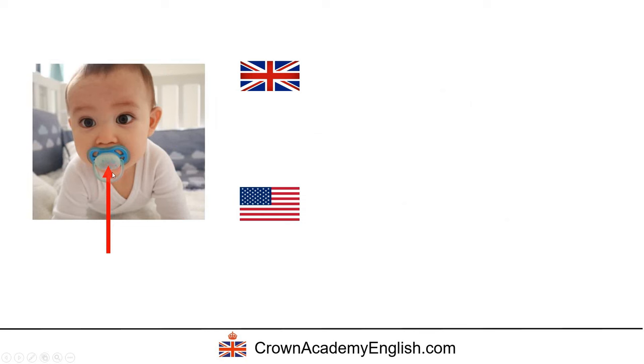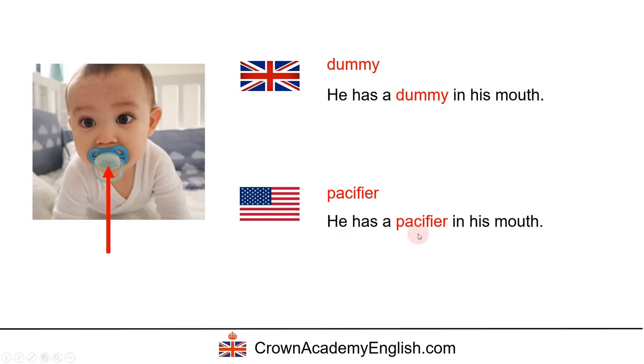And this object here, this object that is in the baby's mouth, in British English, this is called a dummy. A dummy. And in American English, this is called a pacifier. A pacifier. He has a dummy in his mouth. He has a pacifier in his mouth.